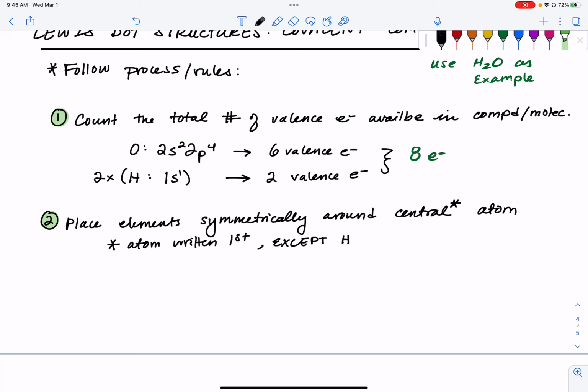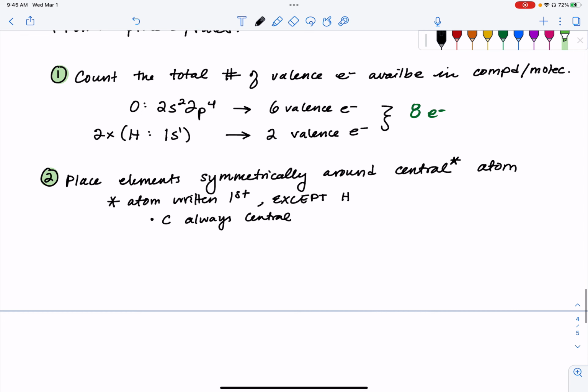And as a general rule of thumb, carbon is almost always central. Almost. And if there's no central atom, like if it seems like there's an even number and you can't decide which one goes in the middle, then use your intuition. Like, for example, if we see something like C2H2, that's 2 carbons and 2 hydrogens, I would probably use both of my carbons as, quote, central, and then figure out what to do from there.